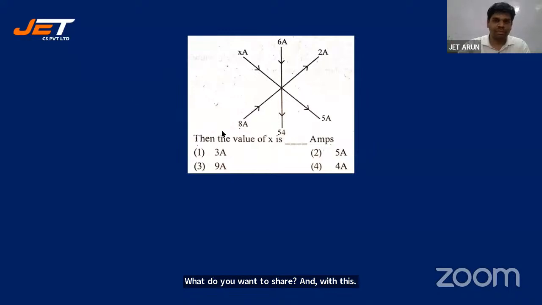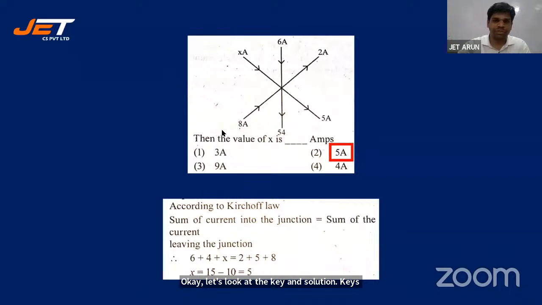Okay, let's look at the key and solution. Key is 5 amperes and the solution goes like this, students. 6, 4, and X are incoming currents. 6, that's 4 amperes. And 2, 5, and 8 are outgoing currents.